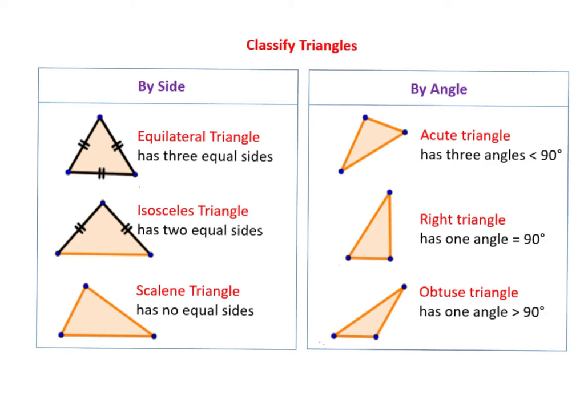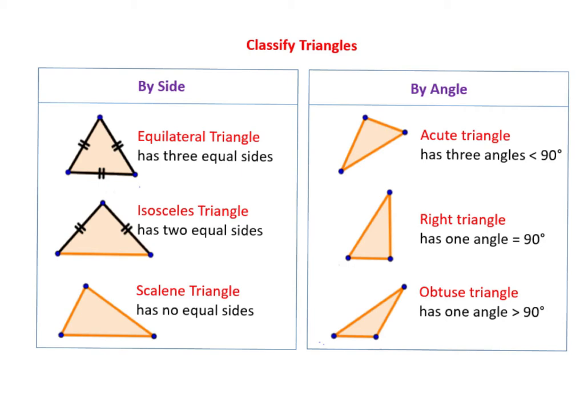When it asks you to classify a triangle by angles and sides, this is what it means. Equilateral triangles have 3 equal sides. Isosceles triangles have 2 equal sides, and scalene have no equal sides. Okay, so when you're classifying it, I need a classification by side. I also need a classification by angle.